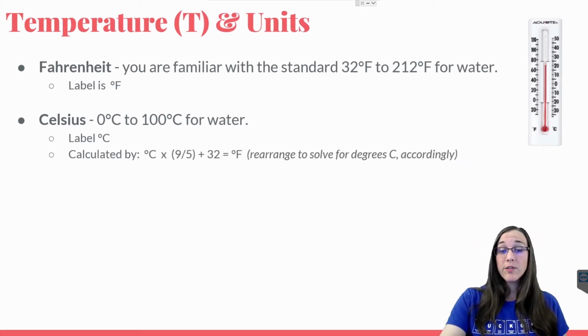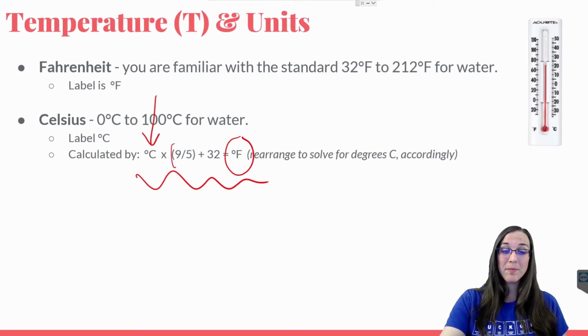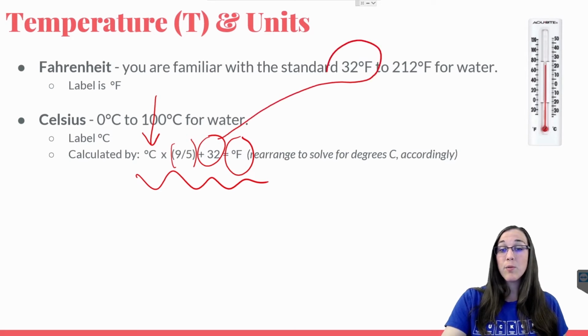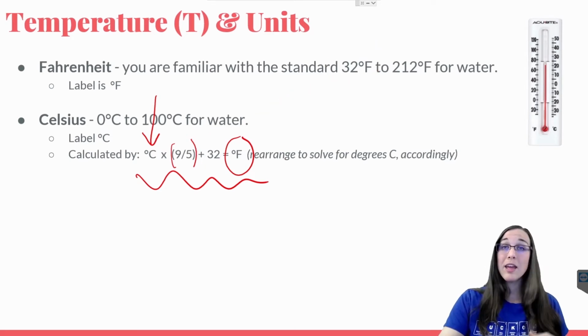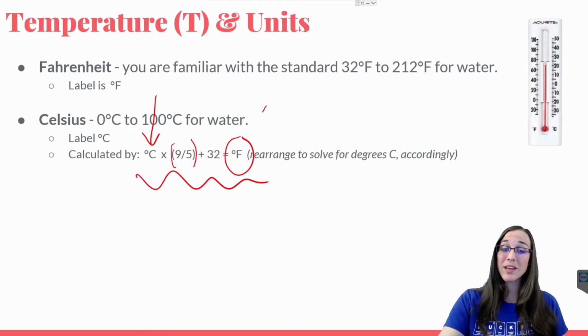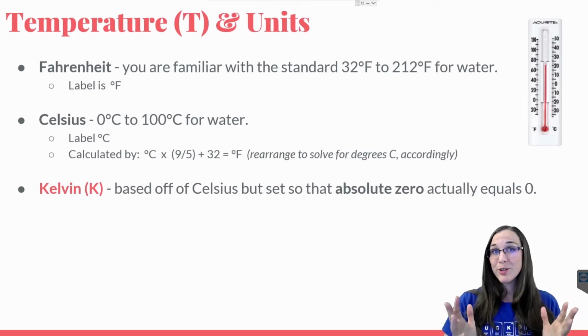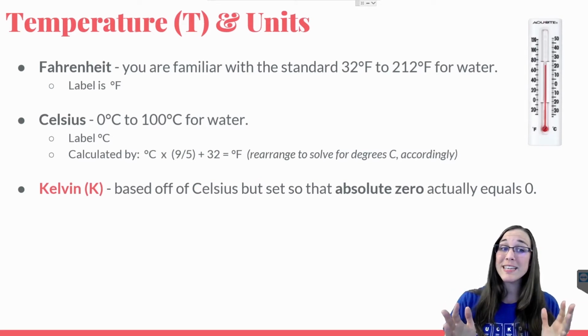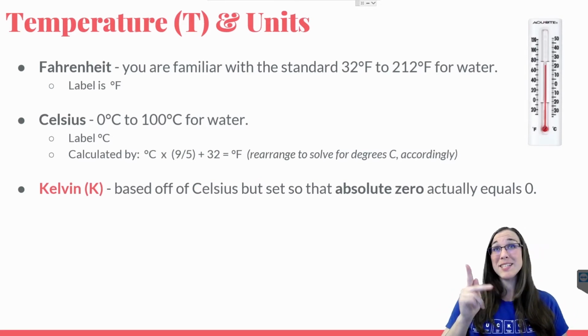If you wanted to solve for degrees Fahrenheit and you had degrees Celsius, you would use the following mathematical setup. You would take the degrees Celsius, multiply it by 9 divided by 5, plus this 32 here, because that happens to be where water freezes in Fahrenheit, in order to convert for Fahrenheit. Of course, you can just rearrange this equation respectively in order to solve for Celsius if you were given Fahrenheit instead. The last type of temperature, the one that we're going to use in gas laws, is called Kelvin, symbolized by a K.